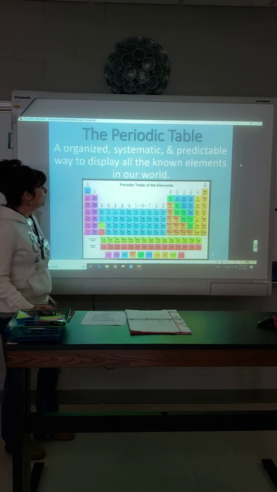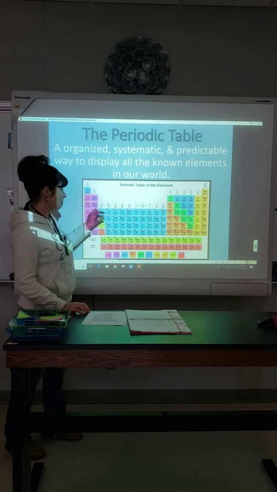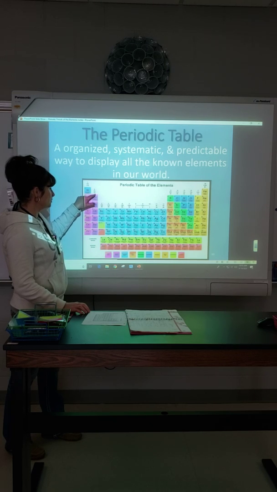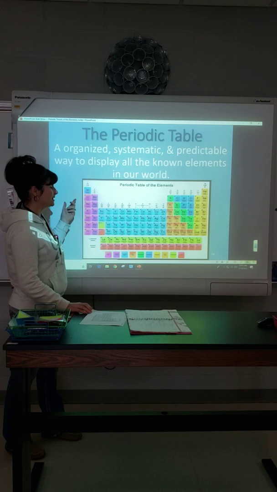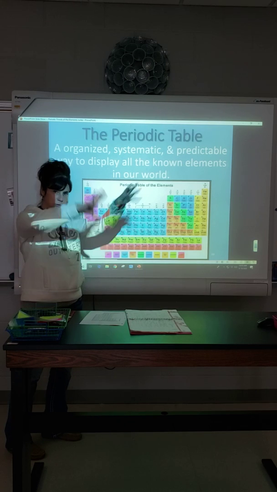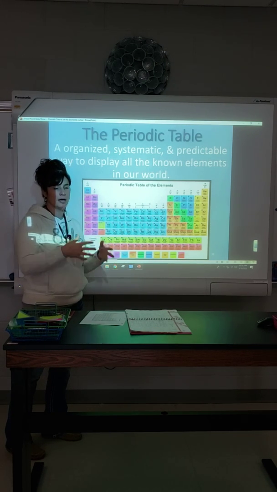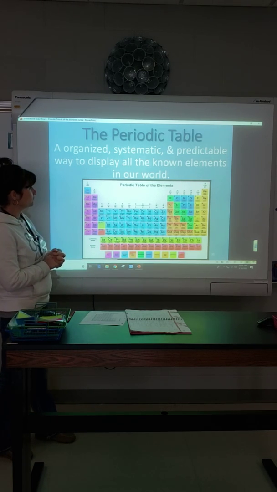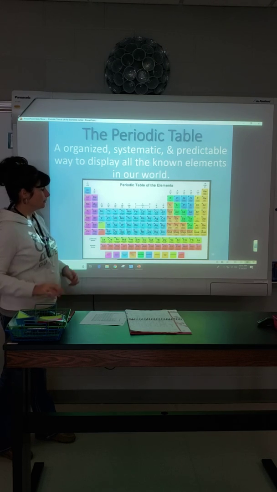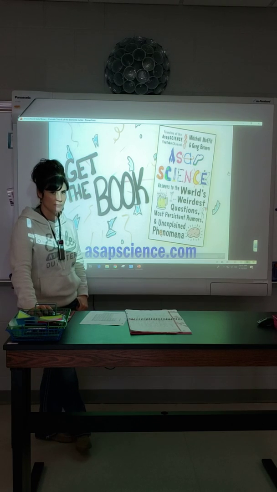Okay, so now that we know these little tiles and squares, we know the information on there: we have the atomic symbol, the atomic mass, the atomic number and the mass number. They're not just thrown on there and randomly arranged. They have an orderly arrangement to them, and that's what we're going to focus on today. They're systematic, it's predictable.